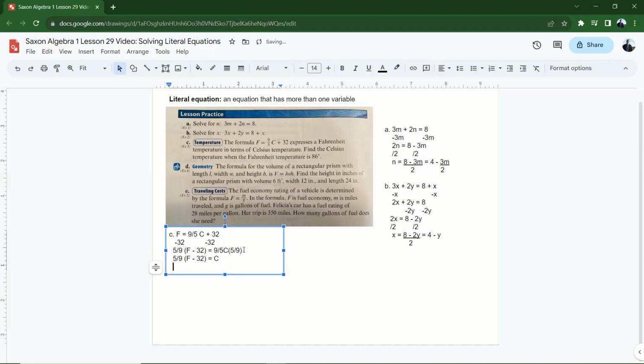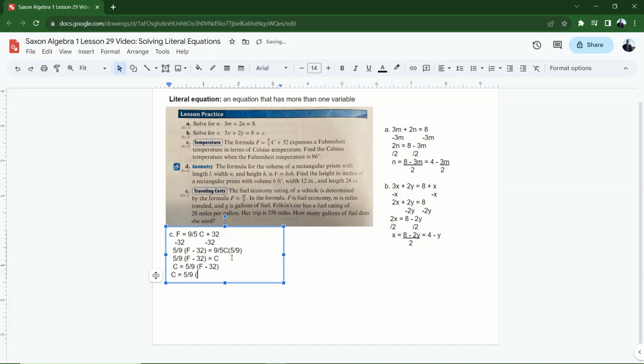Or I can switch sides at any point. I can switch sides of my equation. So I could say C equals 5/9 times (F minus 32). All right, now we can simply plug in F to solve for C.